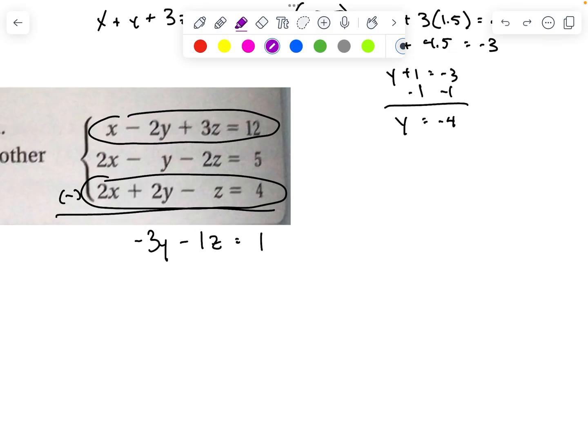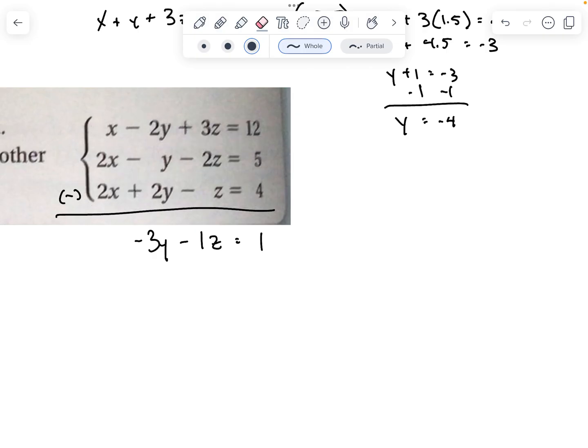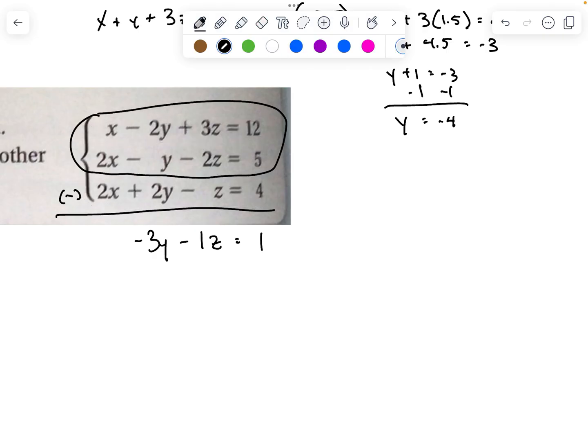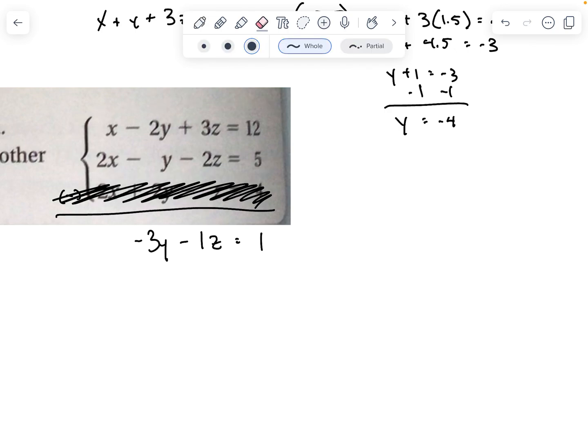Instead, we need to focus on the x's. So let me clean up this image. I'm going to go ahead and use the first and the second equation just because that's going to focus my eyeball a little bit. And for the purposes of our video, I'm just going to scribble this out. I don't really like to do that, but I want to focus you. So let's go ahead and do a little work here. Let's figure out how to make this opposite.